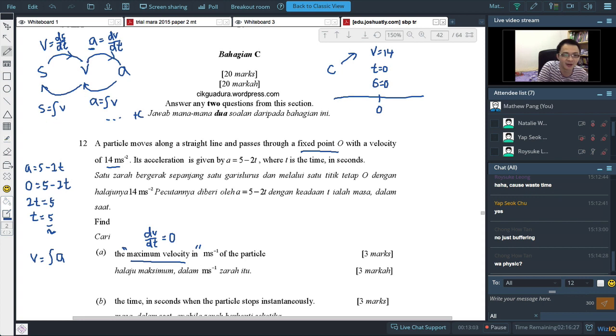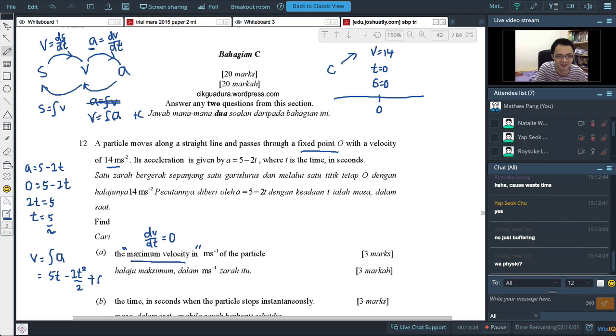Sorry. V actually is equal to what am I right here? V equals to integrate a. No wonder I have two integrate v here. From a change to v, you have to integrate a. Alright, so I will integrate a. I will get 5t minus 2t square over 2 plus c.